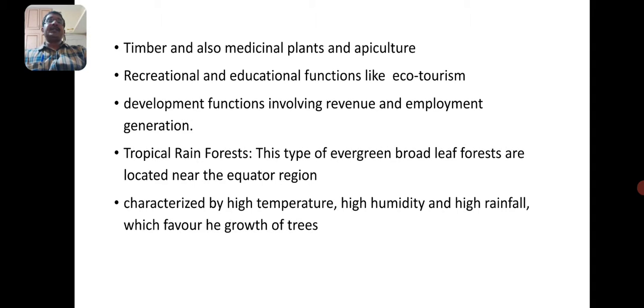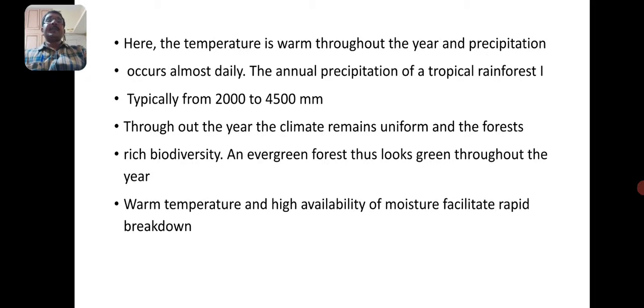The tropical rainforest is a type of evergreen broadleaf forest located near the equator, characterized by high temperature, high humidity and high rainfall, which favors the growth of trees. Here the temperature is warm throughout the year, and precipitation occurs almost daily. The annual precipitation of a tropical forest is typically 2000 to 4,500 millimeters of rainfall throughout the year. The climate remains uniform. The forest is rich in biodiversity, and the evergreen forest thus looks green throughout the year.